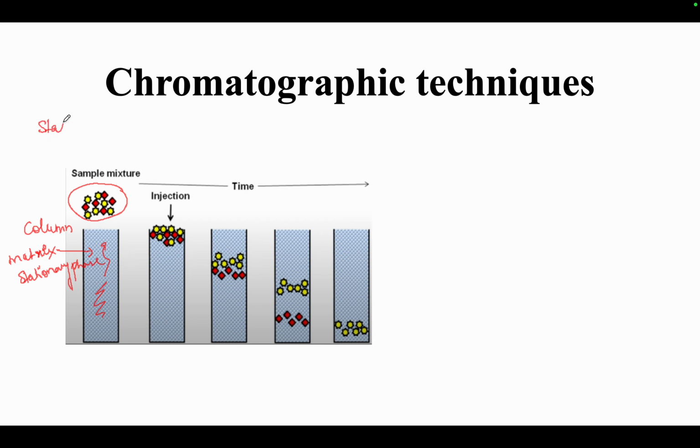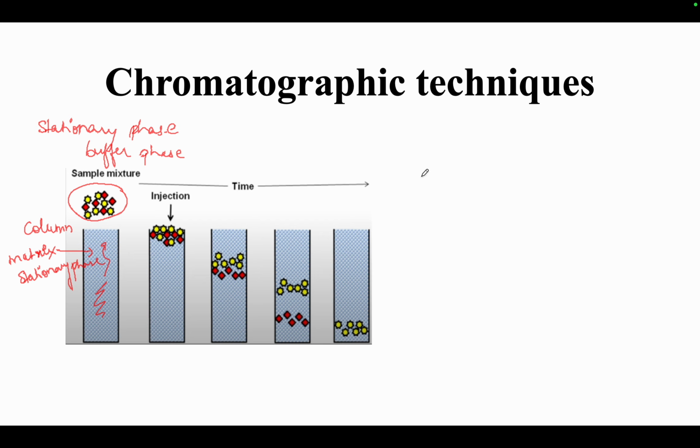So we have a stationary phase, and then we have a buffer which we add with the sample mixture, that is our sample buffer mixture, and that is our movable phase. So chromatographic technique is composed of a stationary phase and a sample mixture. We'll add the sample mixture and they will mix together.